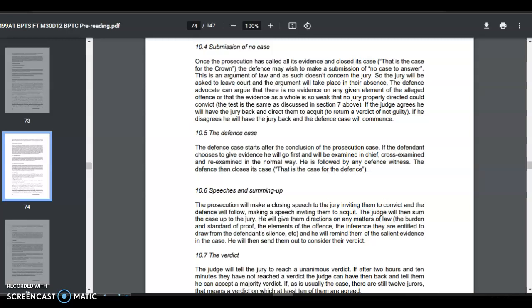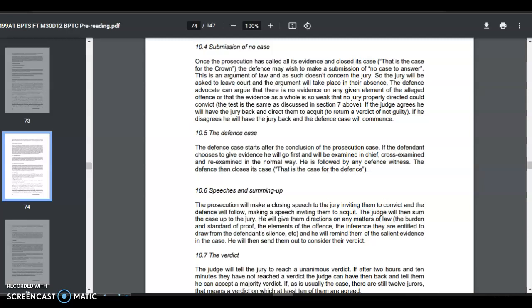The defense case. The defense case starts after the conclusion of the prosecution case. If the defendant chooses to give evidence, he will go first and will be examined in chief, cross-examined and re-examined in the normal way. He is followed by any defense witnesses. The defense then closes its case.